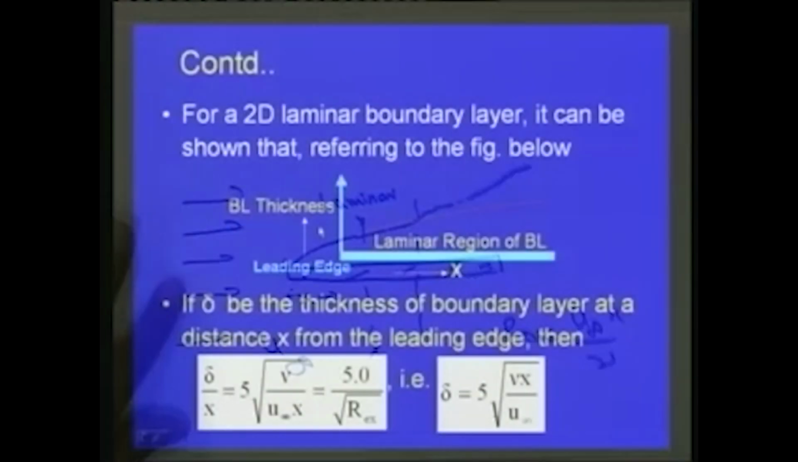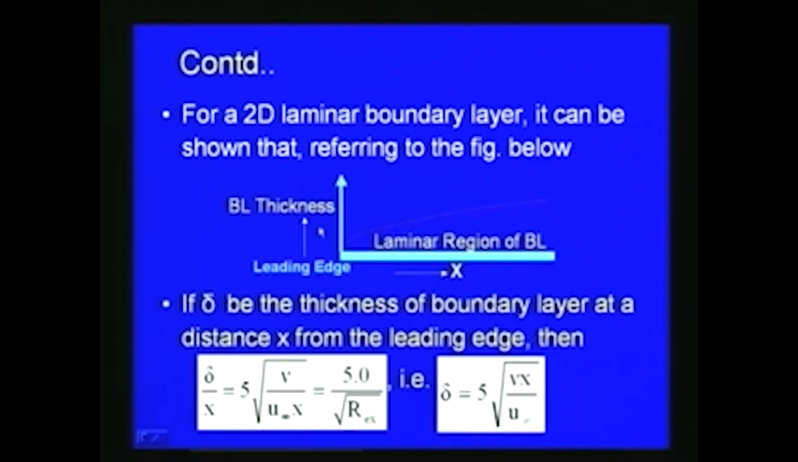Now, if we consider the 2D laminar boundary layer, it can be shown, referring to the figure below, with this being the leading edge and the flow in this direction, in the laminar region of the boundary layer, that if delta is the thickness of the boundary layer at a distance x from the leading edge, then delta by x is equal to phi into the square root of nu by u infinity into x.